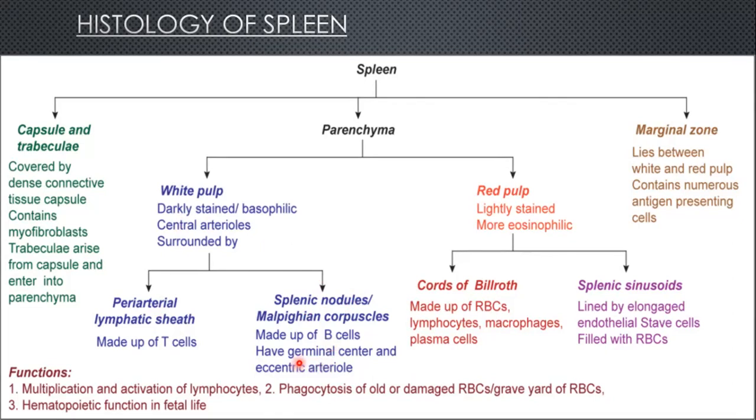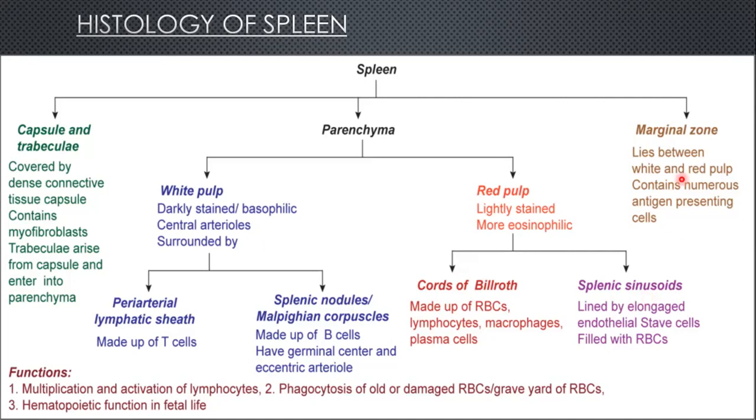And remember, the splenic nodules or Malpighian corpuscles will have the germinal center. That is where the B lymphocytes are actively dividing. And the arteriole will be eccentric, as I had said. Then the red pulp consists of cords of Billroth and the splenic sinusoids. Cords of Billroth are made up of red blood cells, lymphocytes, macrophages, plasma cells. The splenic sinusoids are lined by elongated endothelial cells known as stave cells. Those cells look like staves. And they are filled with red blood cells.